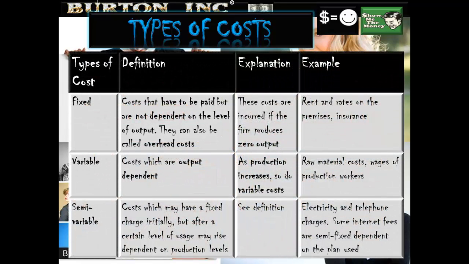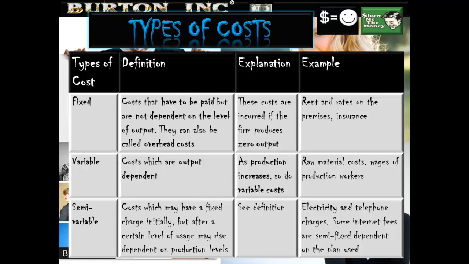Fixed, variable, and a messy combination of the two. These are the two distinct types of costs that we need to get our heads around. Fixed costs are those that have to be paid out, and they're not dependent on how much the firm is producing, sometimes called overheads.